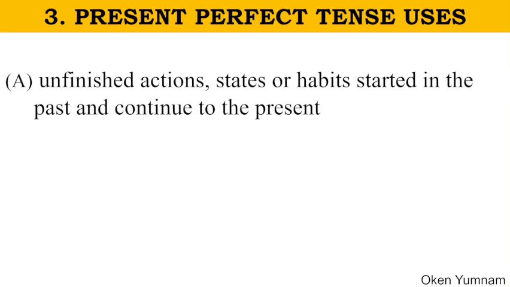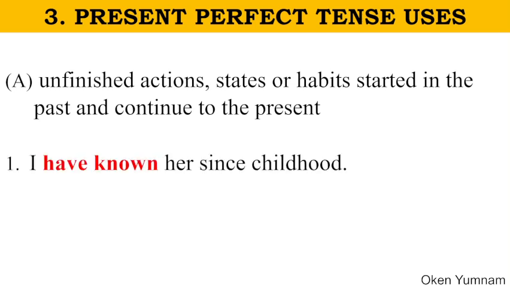Let's see examples here. When do we use this present perfect tense? For unfinished action, those states or habits started in the past, and the action continues now to the present. I have known her since childhood. See, I have known her, present perfect. From when? Since childhood. Means from the past and still you know her. Of course, you cannot stop knowing her.